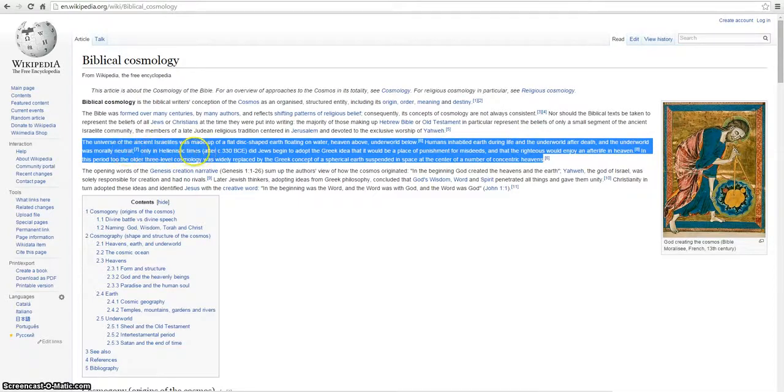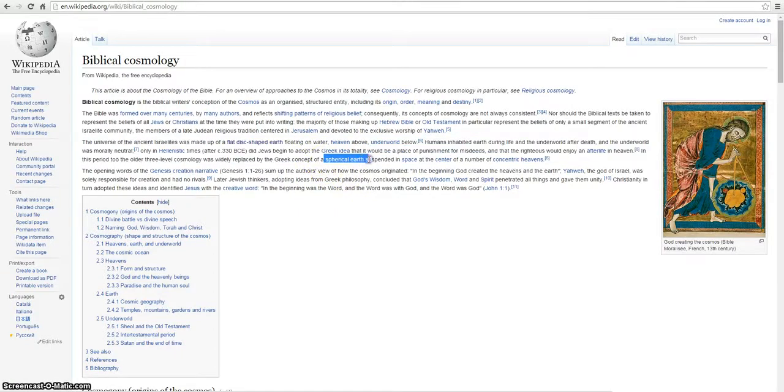Only in the Hellenistic times after 330 BCE did the Jews begin to adopt the Greek idea that it would be a place of punishment for misdeeds and that the righteous would enjoy afterlife in heaven. See, this is where things started getting messed up. In this period, too, the older three-level cosmology was widely replaced by the Greeks' concept of a spherical earth suspended in space at the center of a number of concentric heavens. So this is why I look back to the ancients, because the ancients were much smarter than we are today. I'm sorry to tell you that. That is true. So you can clearly see right here, this is where, when they went to a spherical Earth, that's when everything went downhill. Okay, but that's for another video.